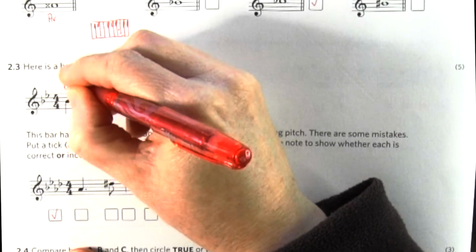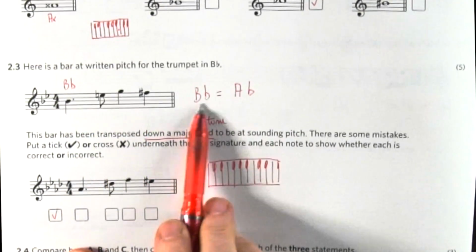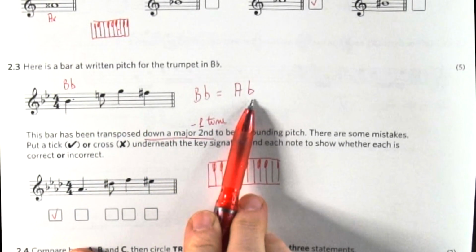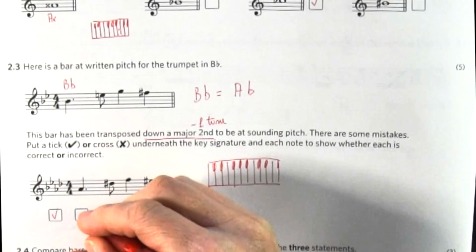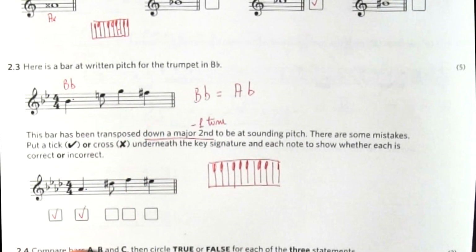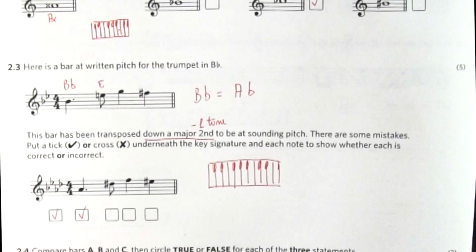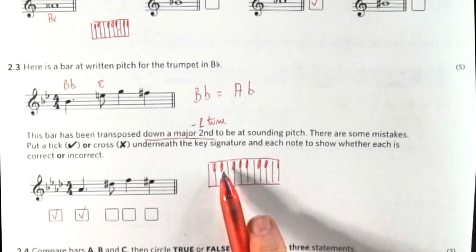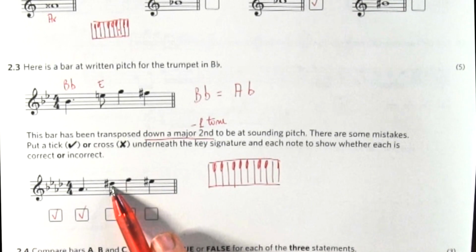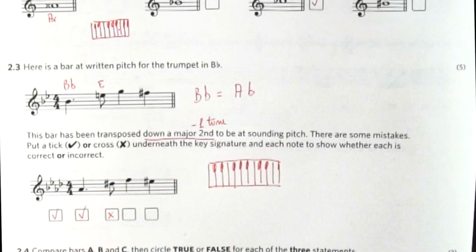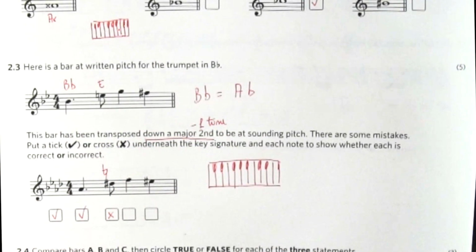This is B flat, and B flat minus one tone equals A flat. So this is also A flat, and it's correct. This is E. E minus one tone equals D, not D sharp. So this is incorrect. E is supposed to be natural.